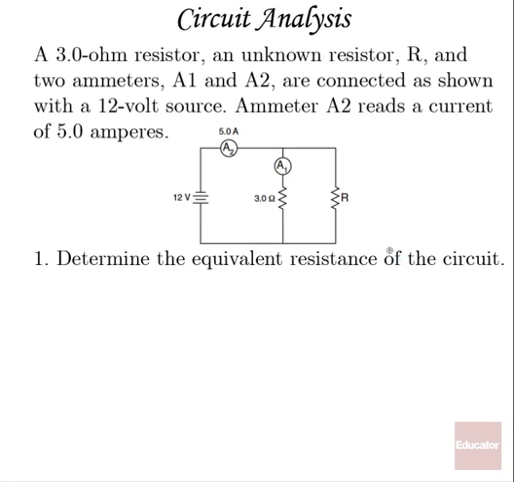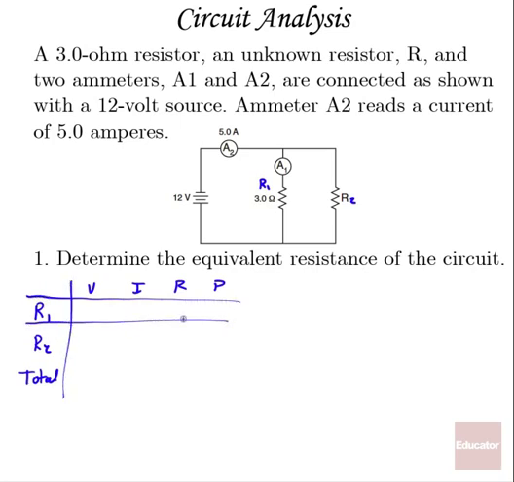Well, the way I'm going to solve something like this is I'm going to make a VERP table. And what I'm going to do is I'm going to name my resistors. Let's call that R1 and that R2. So the elements of my circuit, I have R1, R2. I'll have a row here for total. I'll have a voltage, a current, a resistance, and a power. I don't think I'm going to need the power in this one. We'll write it in there just in case.